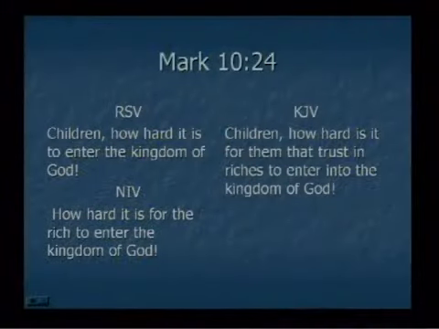Why not? Mark 10, verse 24, RSV. "Children, how hard it is to enter the kingdom of God." The NIV, "How hard it is for the rich to enter the kingdom of God." Wow, even worse. King James Version, "Children, how hard it is for them that trust in riches to enter into the kingdom of God." What's the difference between those two?